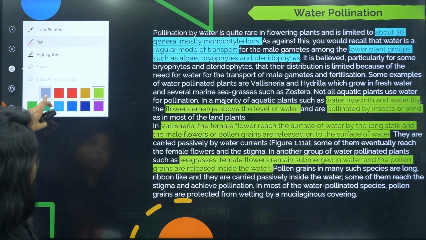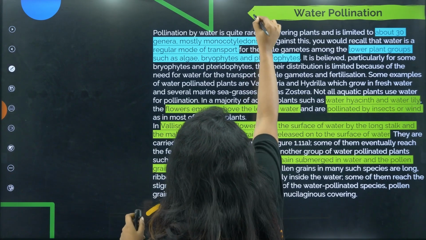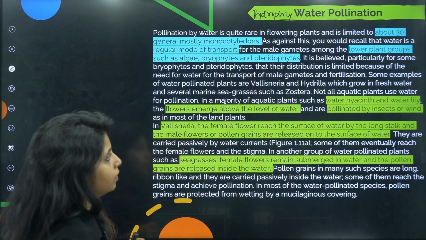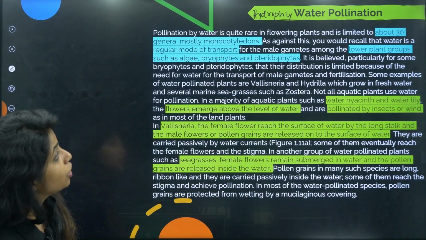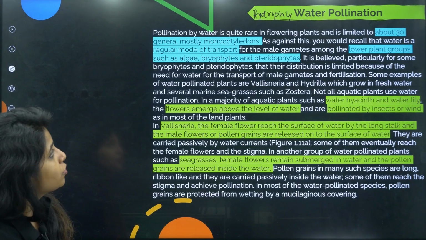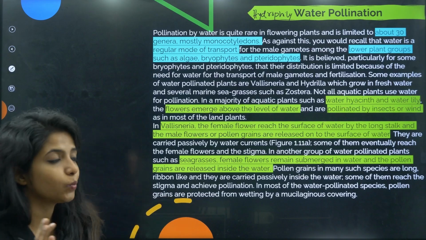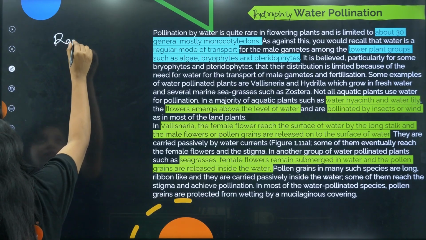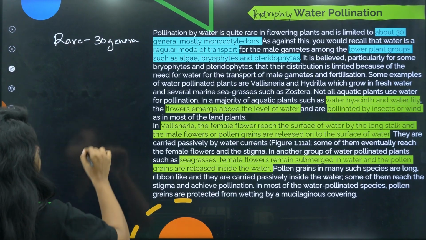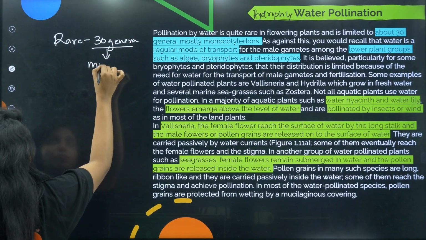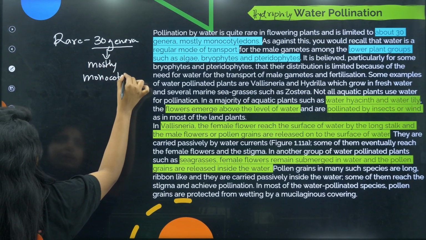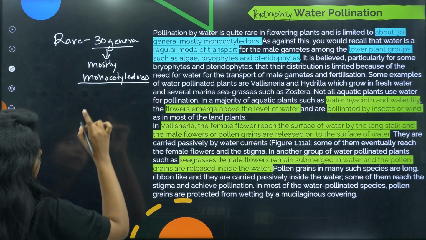Going ahead, water pollination is known as hydrophily. Let us read it. Pollination by water is quite rare in flowering plants, and is limited to about 30 genera, mostly monocotyledons. So, you know one thing, that it is very rare, and by rare I mean that only 30 genera of plants are doing this, and mostly they are monocotyledons, which have one cotyledon.